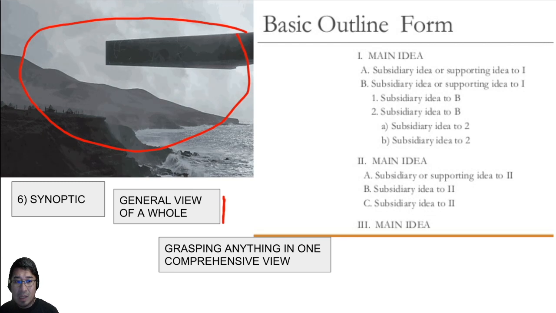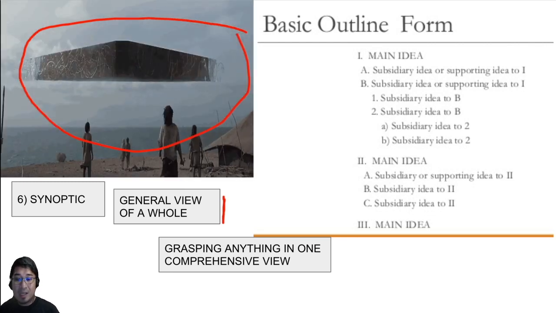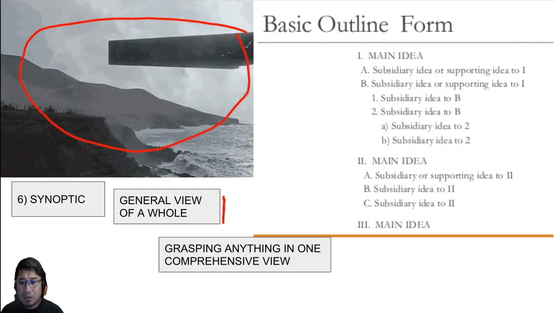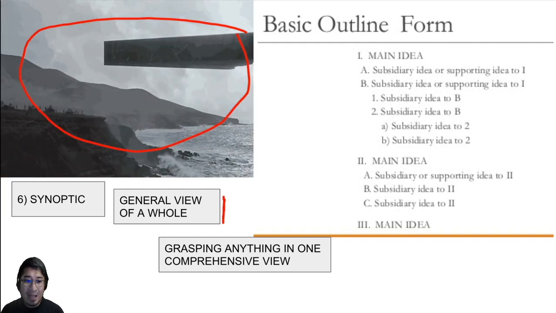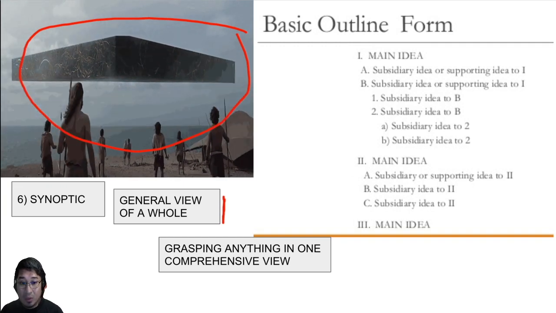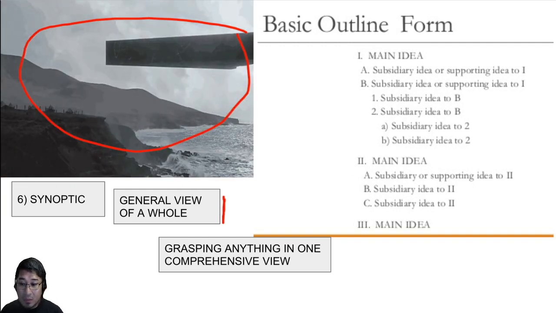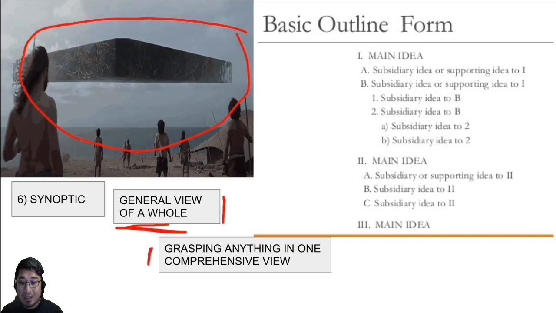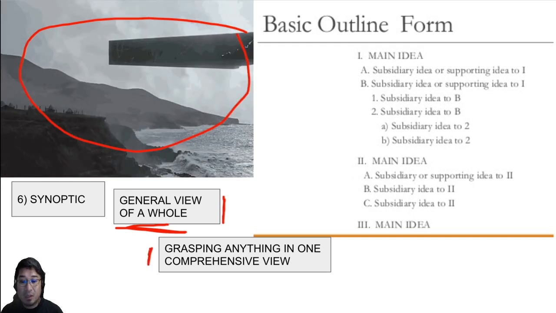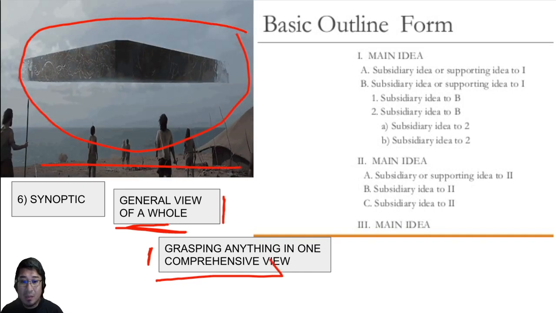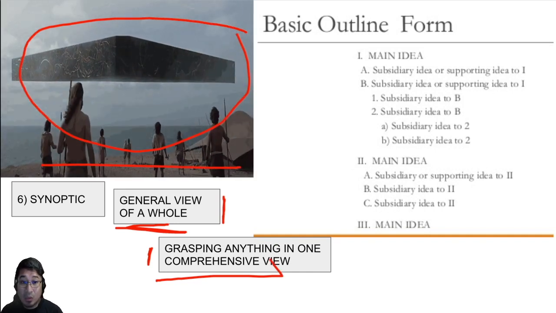So sa trailer ng movies natin, kahit 2 minutes siya, alam natin yung story ng movie, na ang movie usually lasts for 1.5 hours to 2 hours. Pero because of the synoptic trailer, we're able to view the totality of the movie. It's grasping anything in one comprehensive view. So one comprehensive view kasi mabilis lang yung trailer, 2 to 3 minutes. Minsan seconds to 1 minute lang.